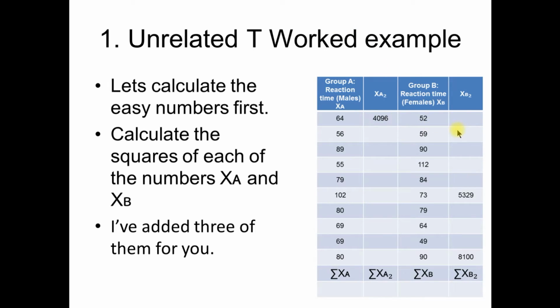So I've done a couple of numbers for you. You've got your reaction time for group A, in this case males, and reaction time for group B, this is females, and all you have to do is square the values. So 56 is 3136, and so forth. Down here, you sum your raw scores, you sum your squares, you sum your raw scores, you sum your squares. It's pretty straightforward.